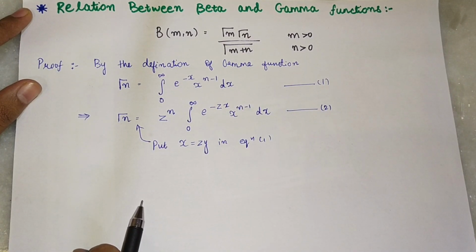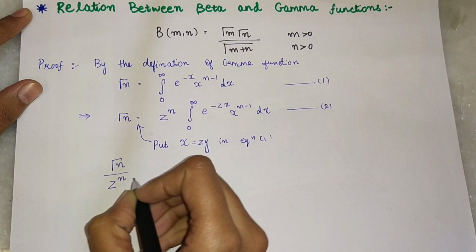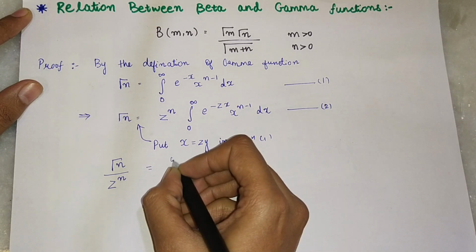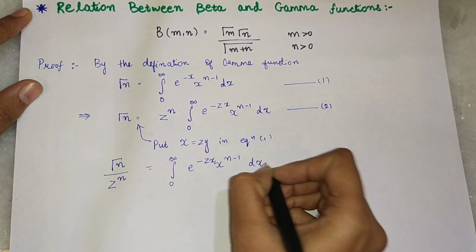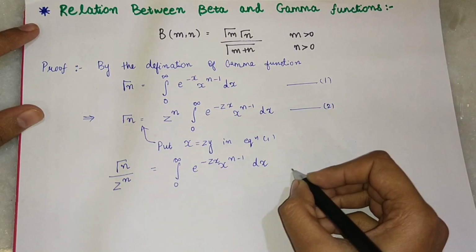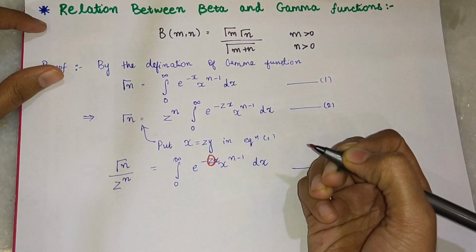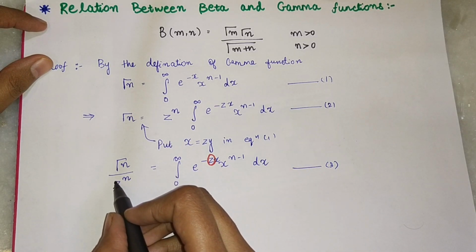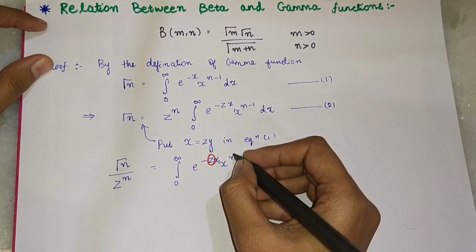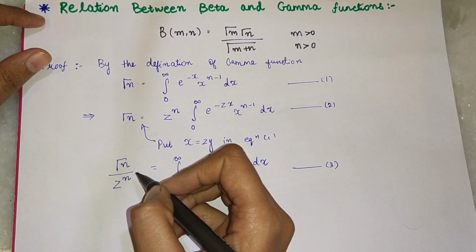Okay, so now from equation 2 we can write that gamma n divided by z raised to n is equal to the integral from 0 to infinity of e raised to minus zx, x raised to n minus 1 dx. Okay, so this is our equation 3. But you always have to remember that here there is z. This z should always be present in the denominator part here, with z raised to n, and you have to write gamma n in the numerator.